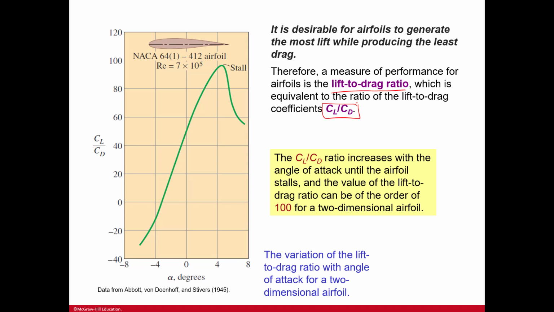This ratio increases with the angle of attack until the airfoil stalls, and the value of the lift to drag ratio can be of the order of 100 for a two-dimensional airfoil. And you can see that stall. So it's going up and up and up. We're getting, because this is the efficiency, right? So we're going up, and then right here, we're at 100. We can't get any higher. It stalls. And then we have that reduced efficiency.